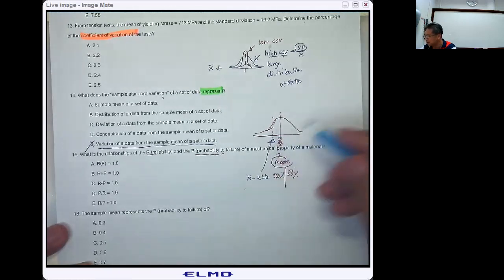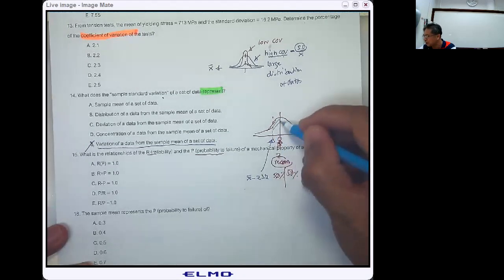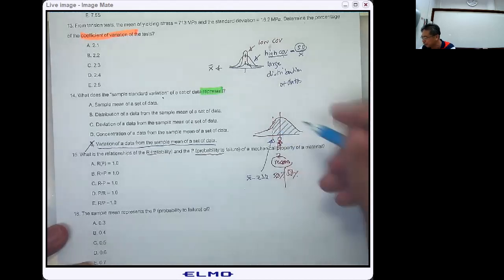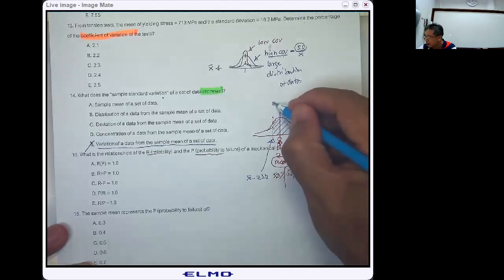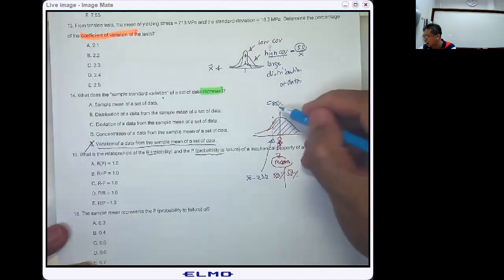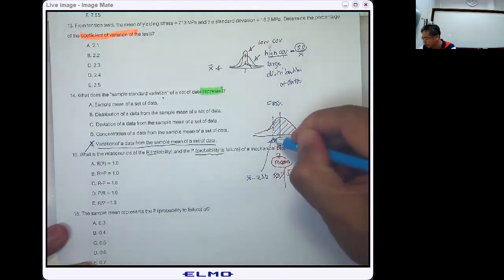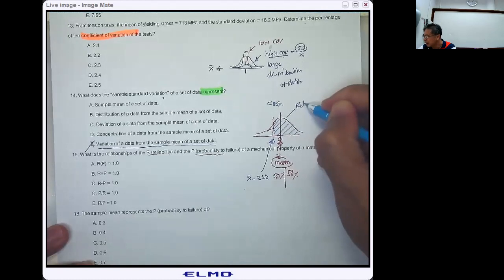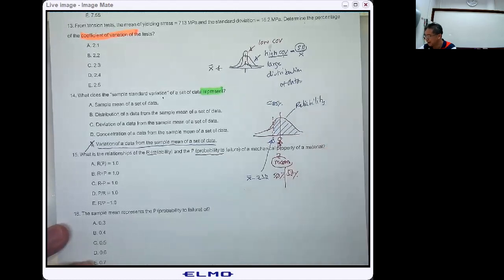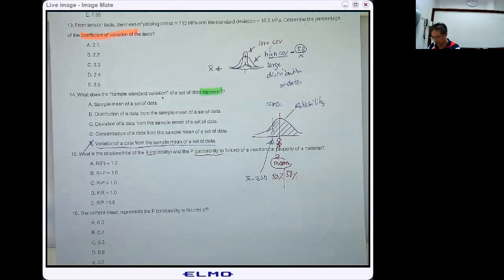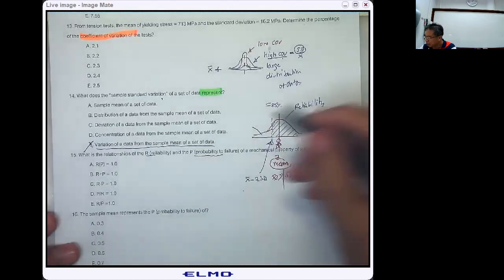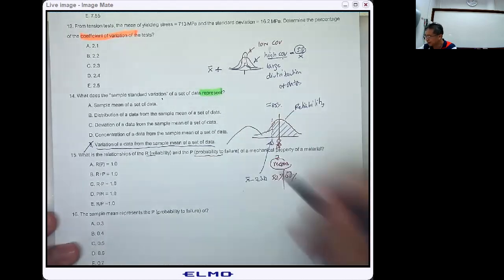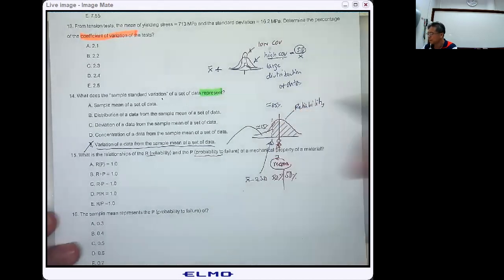When you minus it with one standard deviation, you're going to get this area of about 85%. That means about 85% of your specimens are going to pass this value. When we do this portion, we call it the reliability of the data, okay? And the rest of it is going to be the probability of failure, which is about 15%.